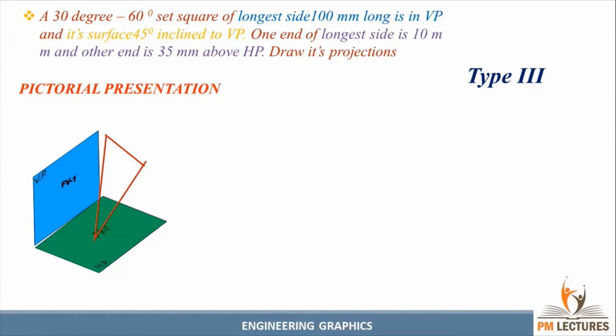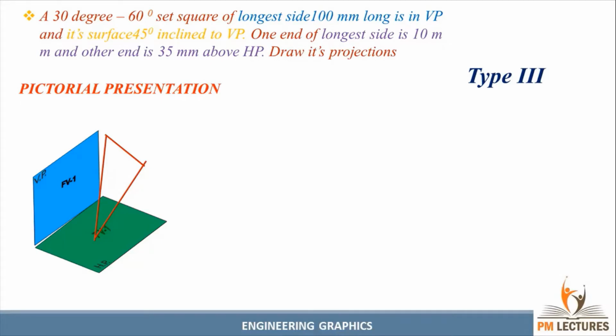A 30-degree and 60-degree set square of long side 100 mm long is in VP and its surface is 45-degree inclined to HP. One end of the long side is 10 mm and the other end is 35 mm above HP. Draw its projection. This is the question given for us.